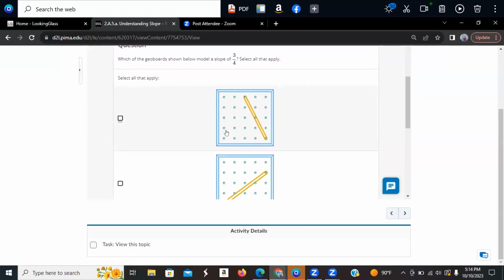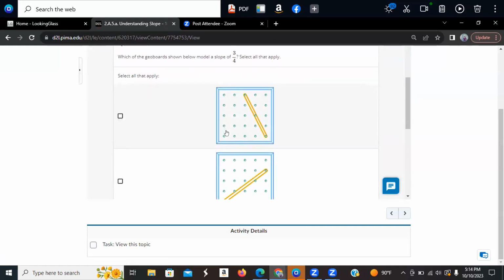Okay, so this is the same thing. The 3/4 means it's going to go up three and right four. So does that first one go up or down? Up. But you're going left to right. Put your cursor at the top of it. And see how you're going down. So 3/4 means you have to go up and to the right. So that one is out.